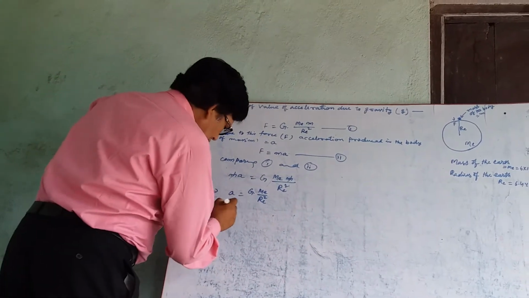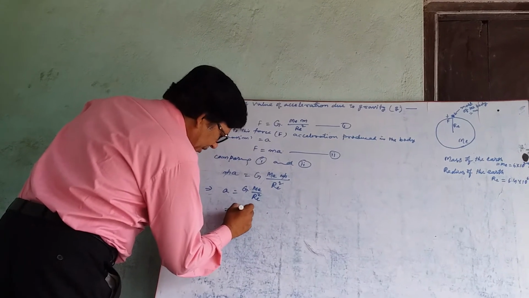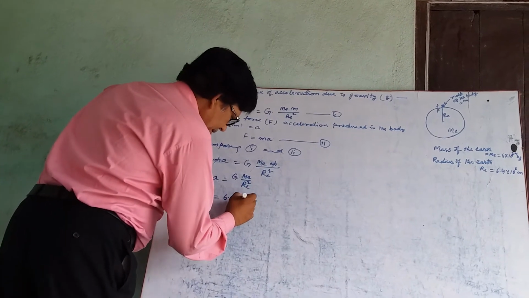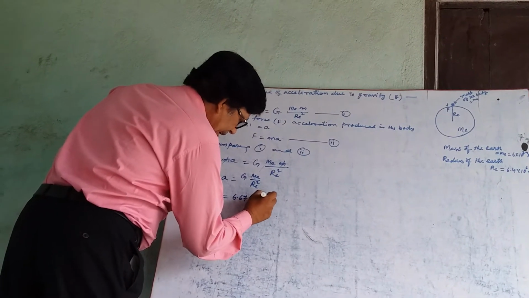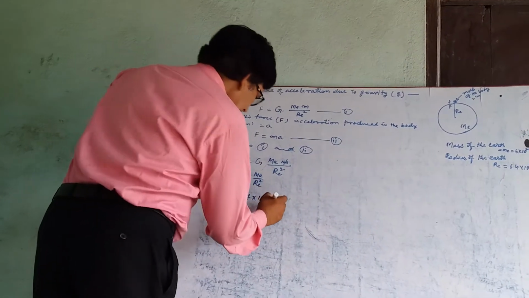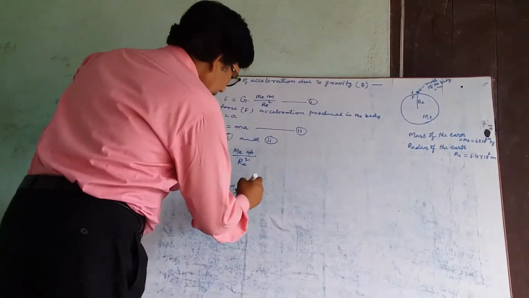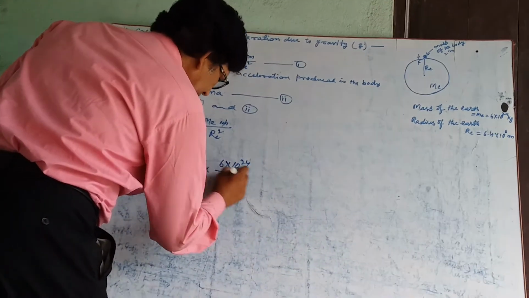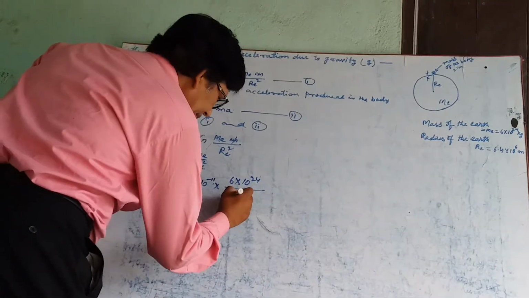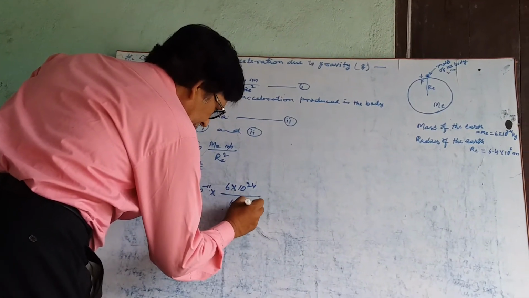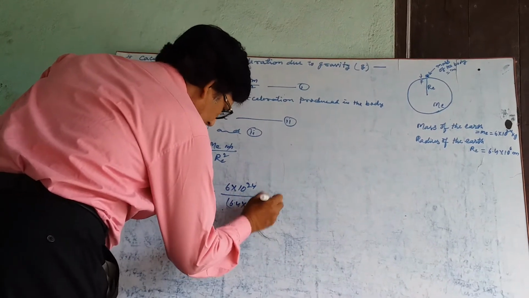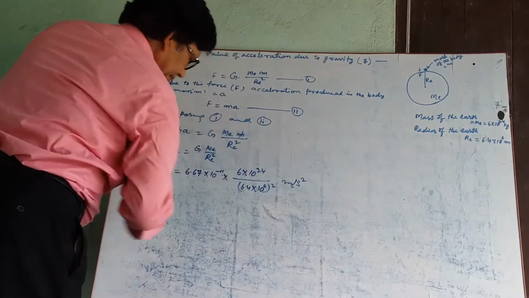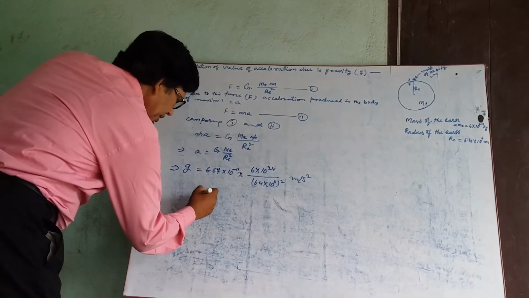Now put the value of G, 6.67, take it as G, into 10 to the power minus 11 Newton meter square per kg square, into M_E, 6 into 10 to the power 24, by RE square, means 6.4 into 10 to the power 6 whole square. The unit will be meter per second square. Now calculate it.